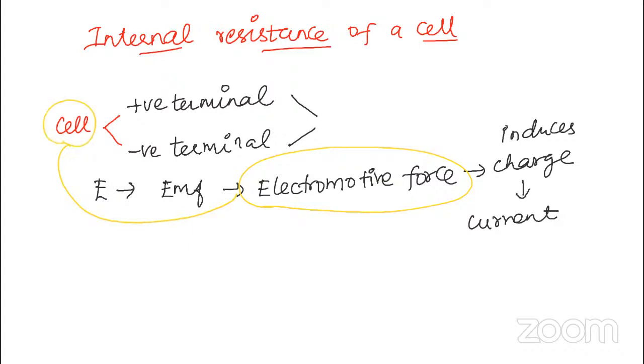Here the positive terminal and negative terminal are connected like this. The positive terminal is the longer one, and the negative one is the shorter one. So this is our cell configuration. And if the circuit is an open circuit, there is nothing else connected through the circuit.